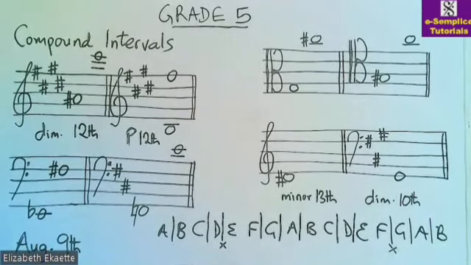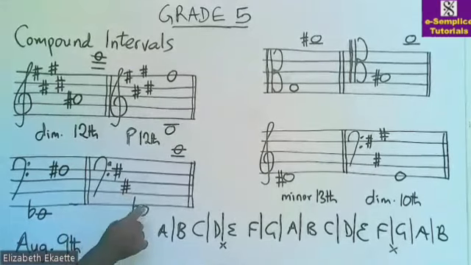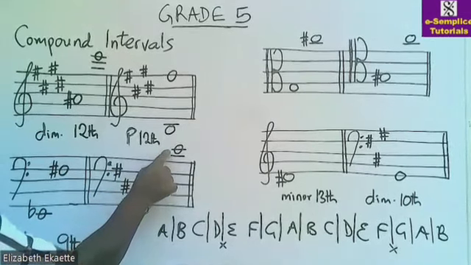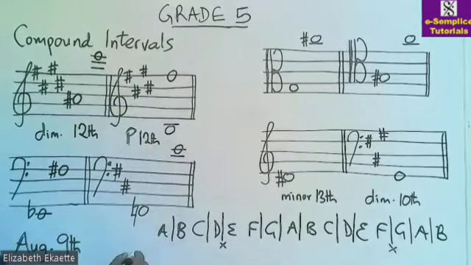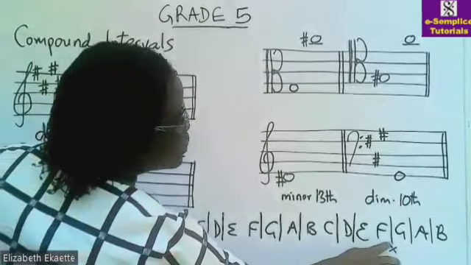Augmented ninth. Now let's count, usually the number first. So let's go 1, 2, 3, 4, 5, 6, 7, 8, 9, 10, 11, 12, 13, 14. The number I have here is a 14th interval. So I go to the keyboard to establish the quality.